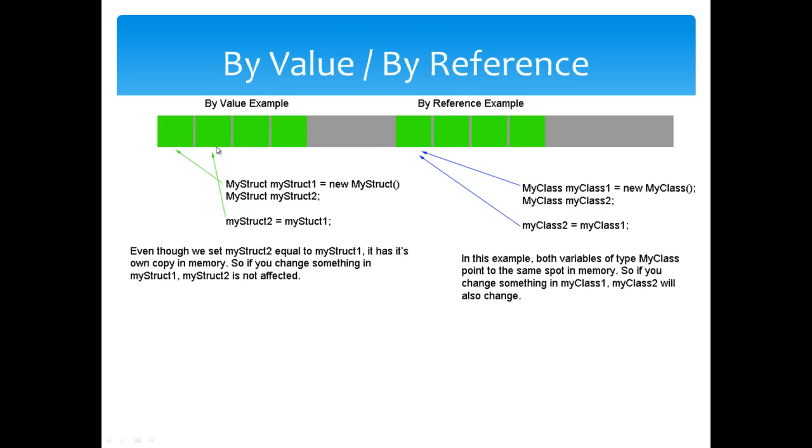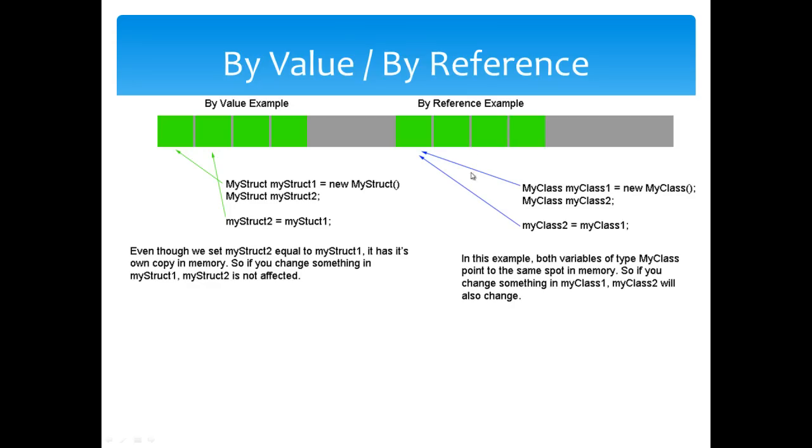Let's start with the by value example. Here we have two variables declared with the same struct type. We declare and instantiate the first struct, then we create a second struct of the same type, and then we set the second struct equal to the first struct. Even though we set struct2 equal to my struct1, it has its own copy in memory. So if you change something in the first struct, the changes will not be reflected in the second struct, and that's an example of by value.